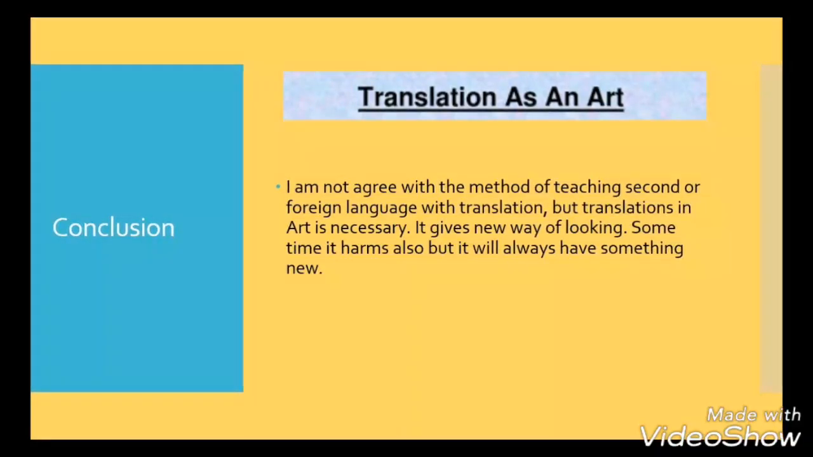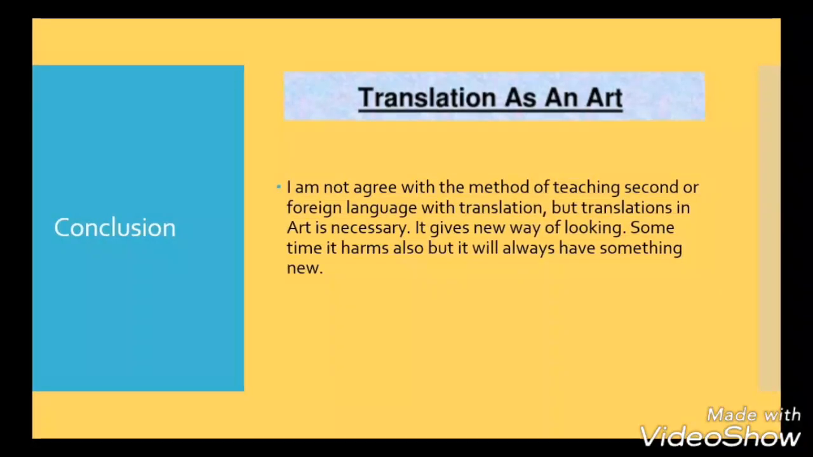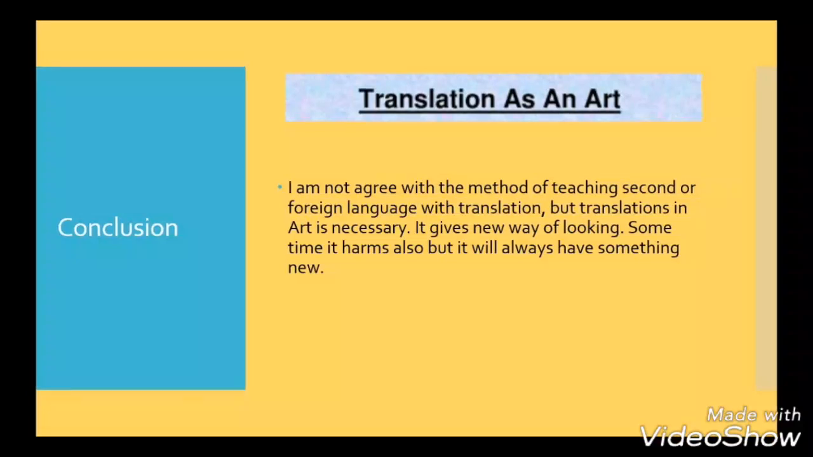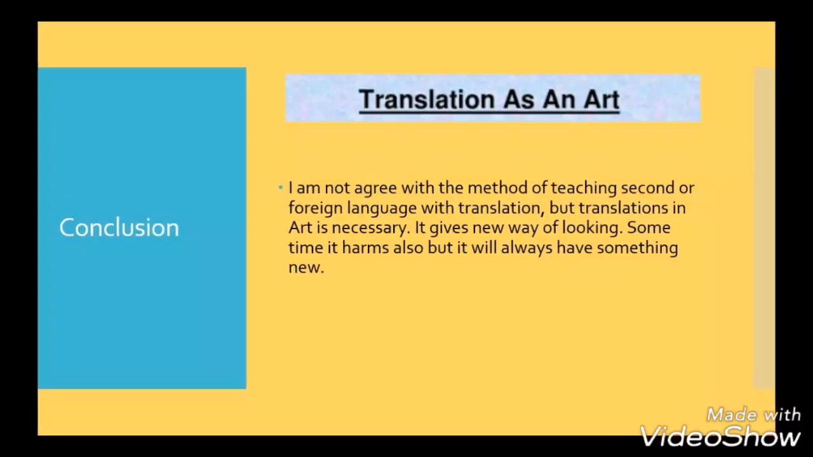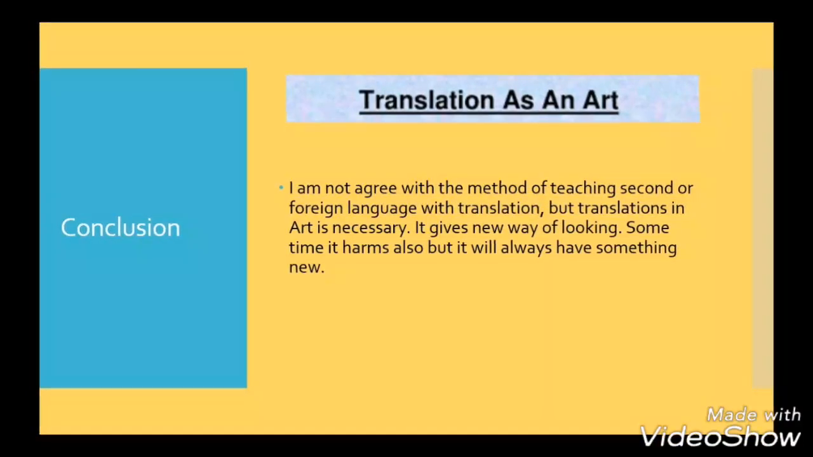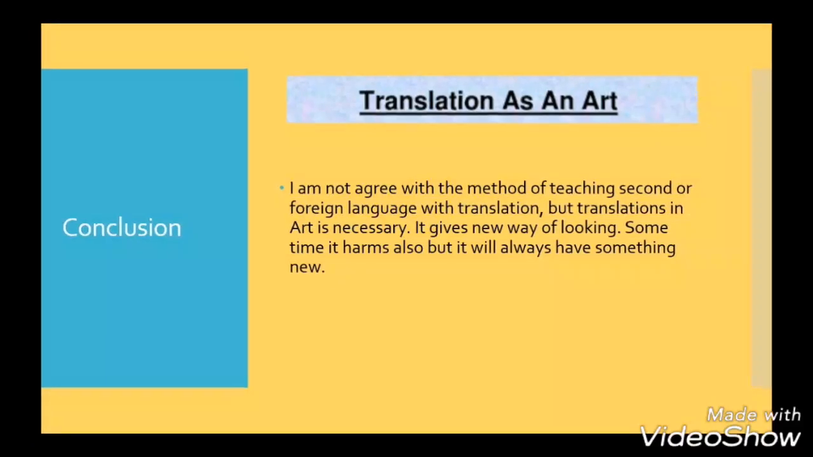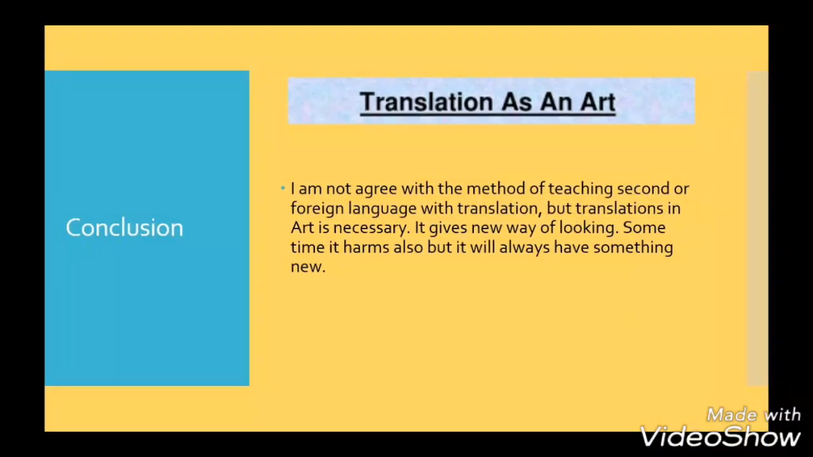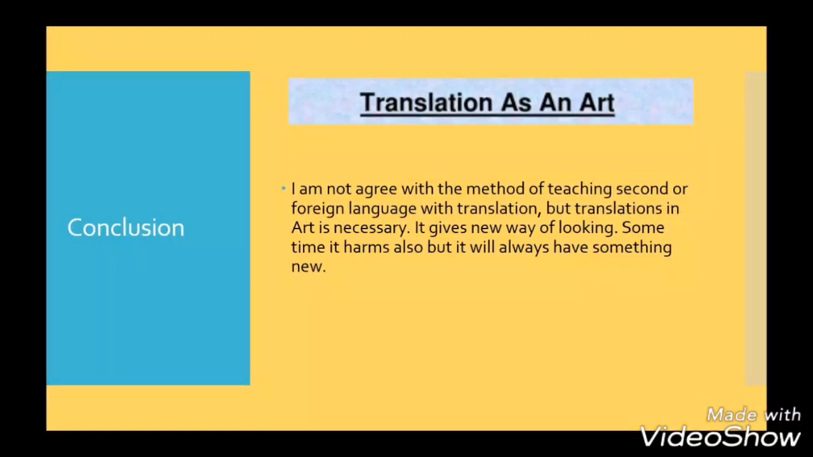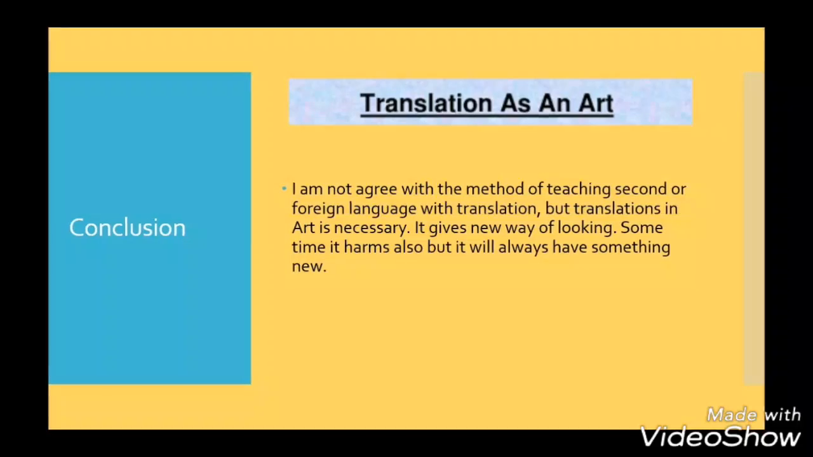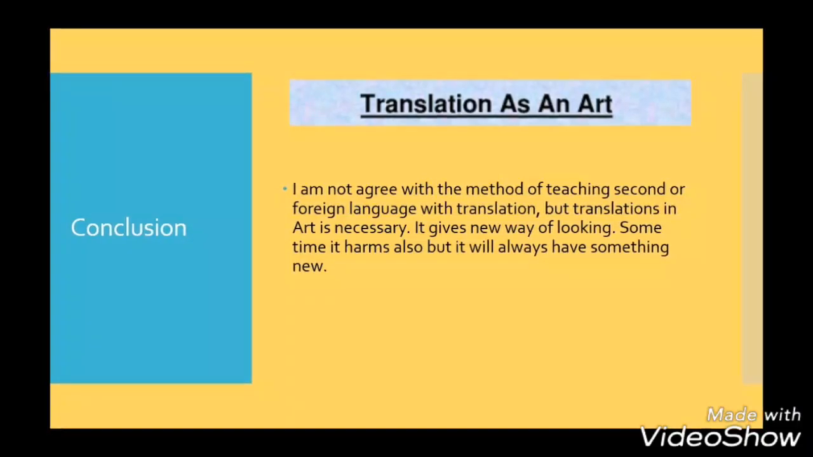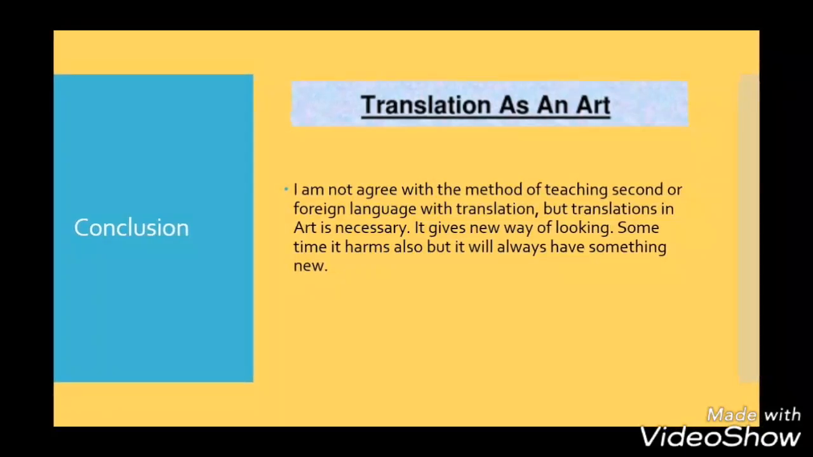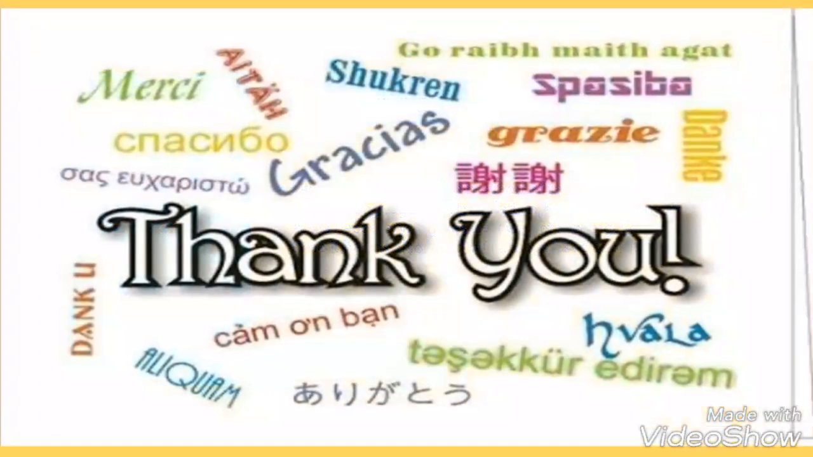Translation in art is something which everyone should do. It widens the horizon of that art, and the mind of people, by knowing new things. It gives a new way of looking. Sometimes it harms also, but it will always have something new. Sometimes translations are not good, but the meanings are changed and new meanings are there. And after all, translation is an art. So, thank you, merci, and shukran.